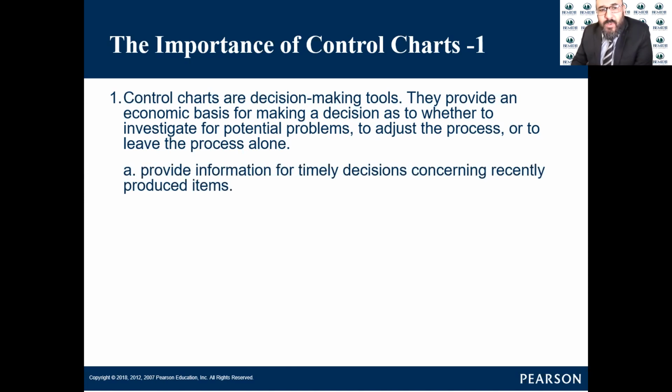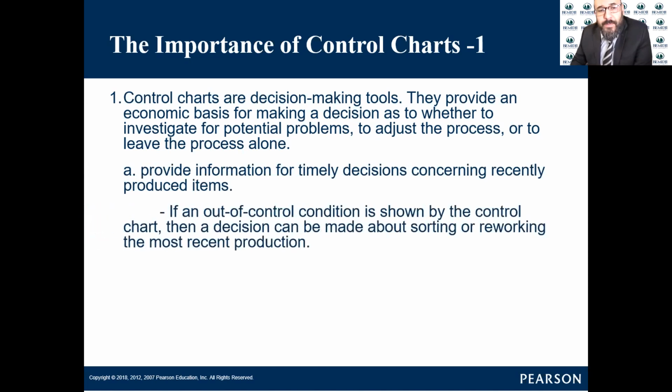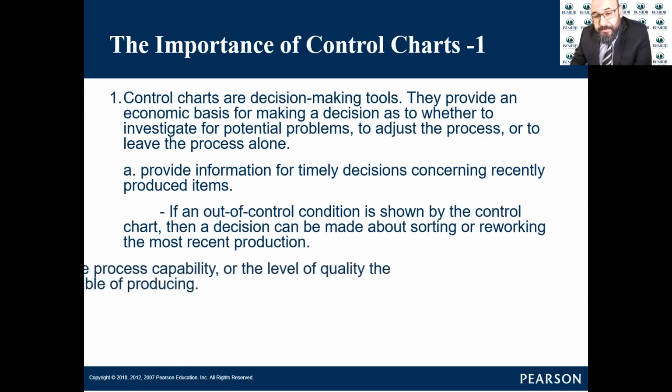Control charts will provide information for timely decisions concerning recently produced items. If an out of control condition is shown by the control charts, then a decision can be made. Okay, now this is what we're looking for. If there is an out of control condition, this is where we have to be careful, and this is where we make a decision about sorting or reworking the most recent production.